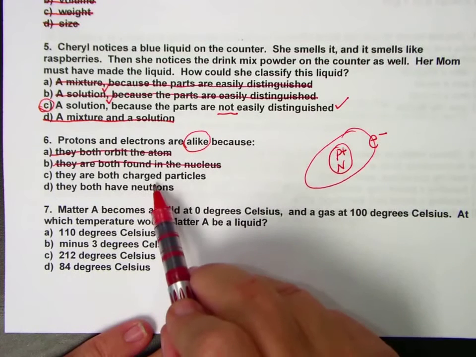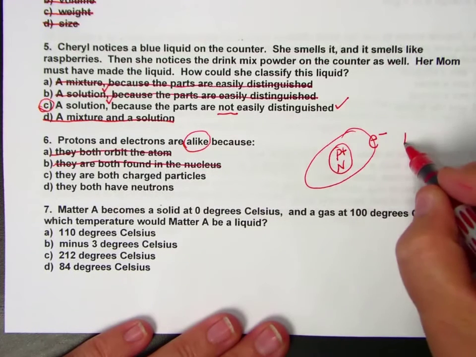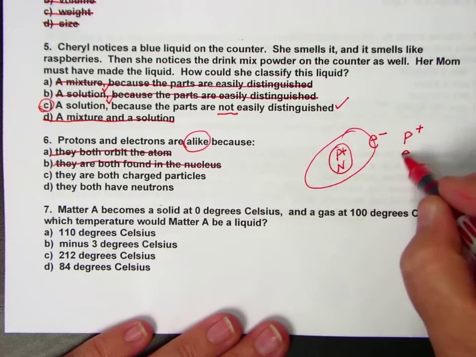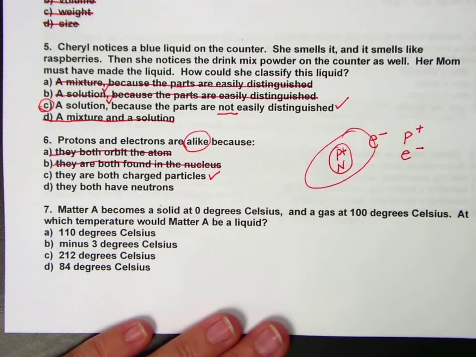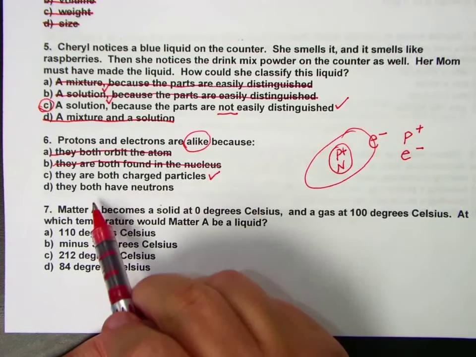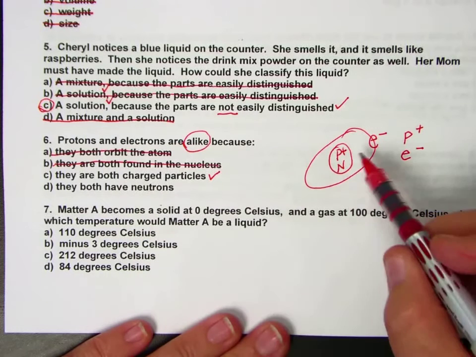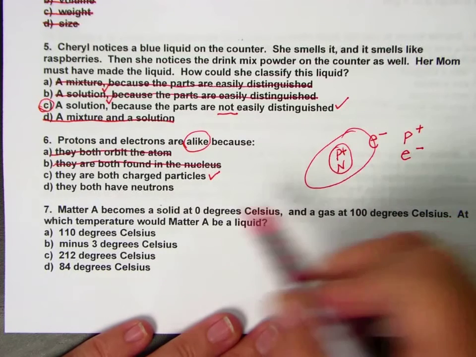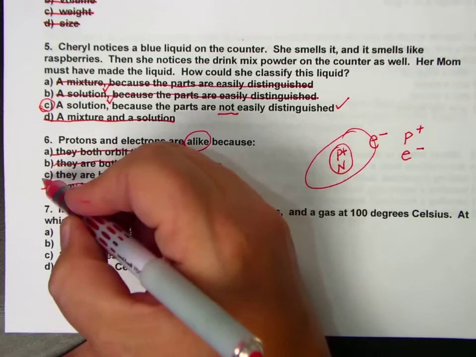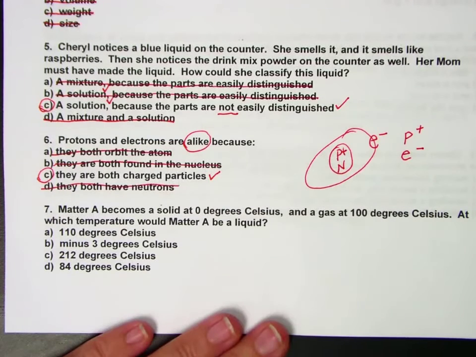They are both charged particles. Well, let's look. Protons have a positive charge and electrons have a negative charge. So yes, they are both charged particles. And they both have neutrons. Well, neither one of them has neutrons. Neutrons are part of an atom. So D is incorrect. So C is the correct answer.